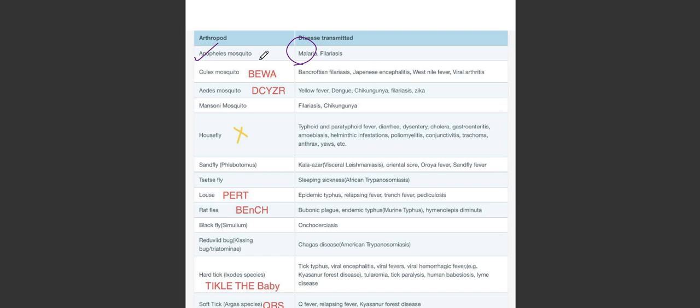Culex is also like a dirty, dirty water mosquito. Then Culex mosquito mnemonic is BEWV. B is for Bancrofti filariasis. E is for Japanese encephalitis. Bancrofti filariasis, Japanese encephalitis, West Nile fever, and viral arthritis.